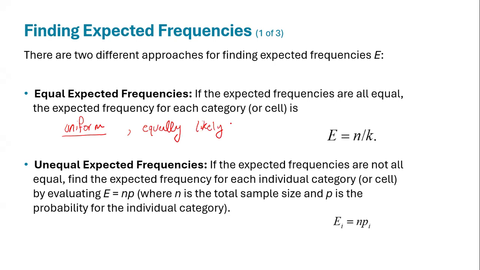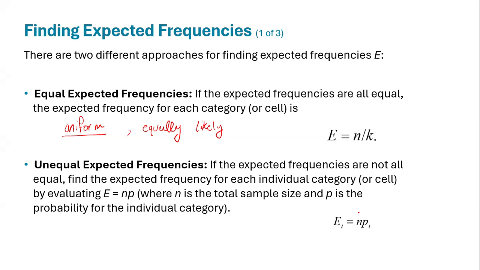And how do we find that number? By just dividing the sample size by the number of categories. But if we have unequal expected frequencies, and they are not the same, we need to find the expected frequency for each of those categories based on the probability for each category. In this case, the probability or the percentage of occurring must be given to you for each category. Then we multiply the probability, which is P, for each category by the sample size, which is N.